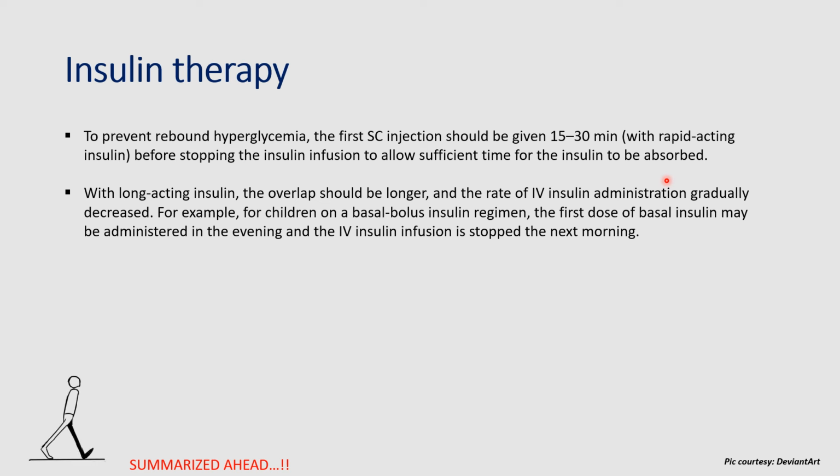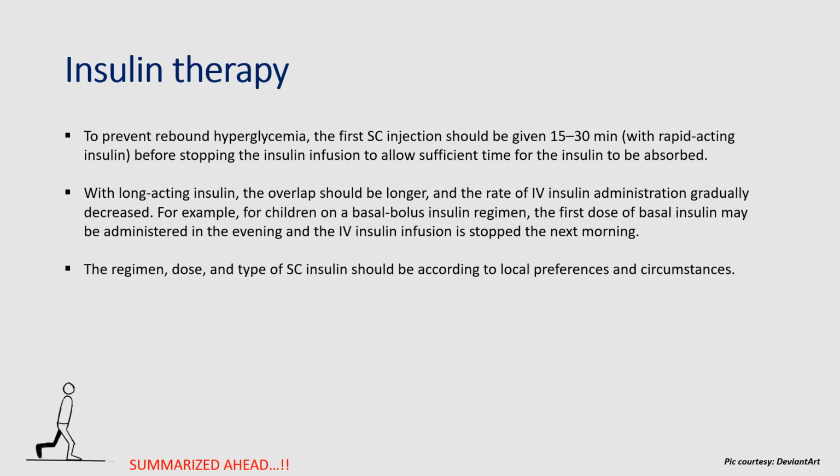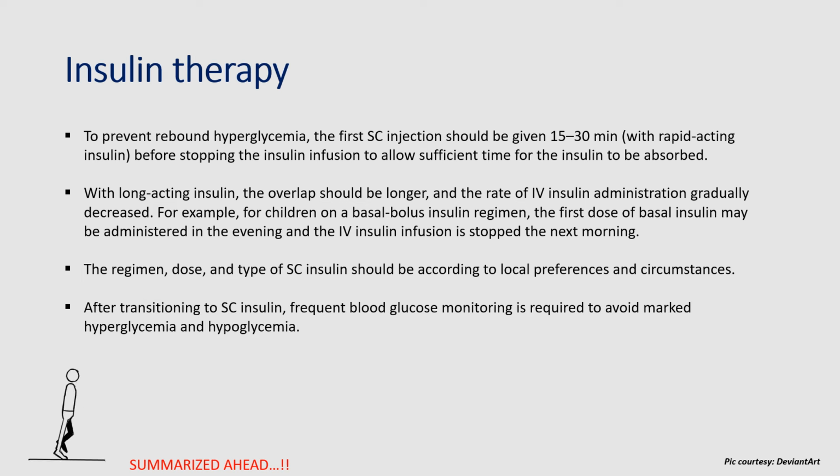With long-acting insulin, overlap should be longer and the rate of insulin administration should be gradually decreased. For example, for children on a basal bolus insulin regimen, the first dose of basal insulin may be administered in the evening and the IV insulin infusion is stopped the next morning. The regimen, dose and type of subcutaneous insulin should be decided as per the local preferences and circumstances. After transitioning to subcutaneous insulin, frequent blood glucose monitoring is required to avoid marked hyperglycemia and hypoglycemia in the immediate period.